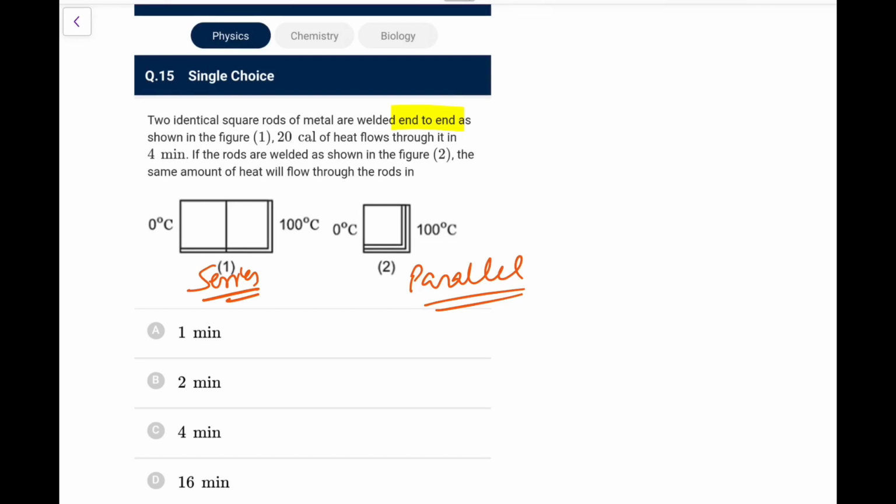So what we can say here, because they are identical, this is R and R in series, so this was 2R equivalent. Here they are in parallel, that is R by 2. That means resistance has become 1 by 4. So current will become 4 times.